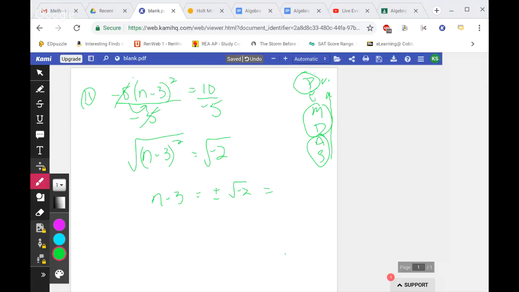Which technically, I've already told you that when you have a negative under the root, you want to immediately factor it so that the negative comes out, because that's the imaginary part. So we get plus or minus i times the square root of 2. But we still don't have n by itself yet. So I'm going to add 3 to both sides, and it leaves me with n equals 3 plus or minus i times the square root of 2. Yeah, I would have never figured that one out.